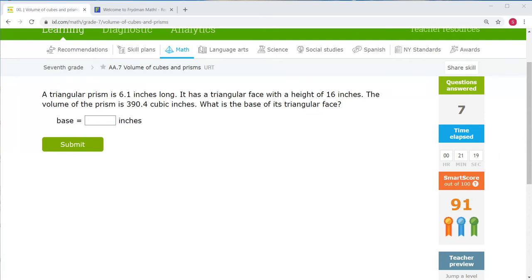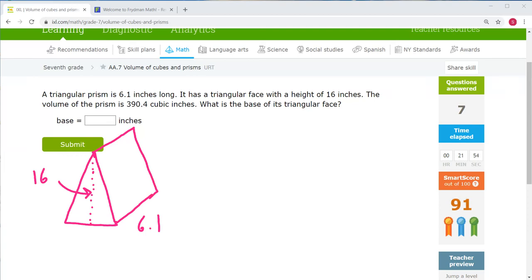Okay, so let's draw a little sketch here. I'll do it this way. It's 6.1 inches long, so let's put 6.1 over here. It has a triangular face with a height of, so it's pretty tall, a height of 16 inches. So we'll say that this dotted line is 16 inches. And then let's just finish off the prism. So this is a triangular prism.